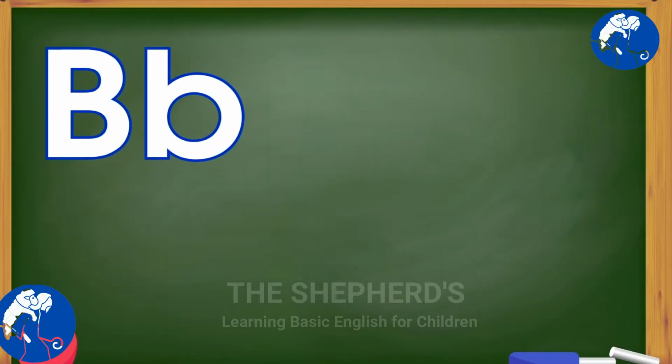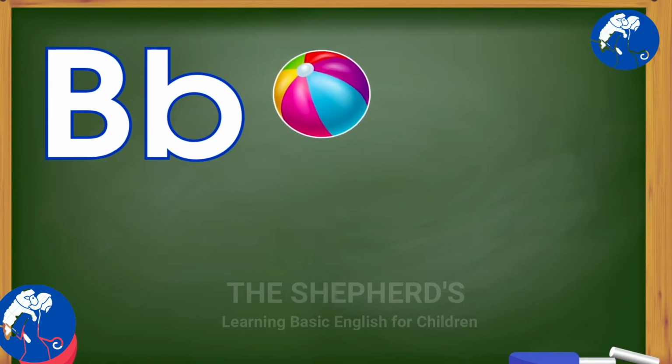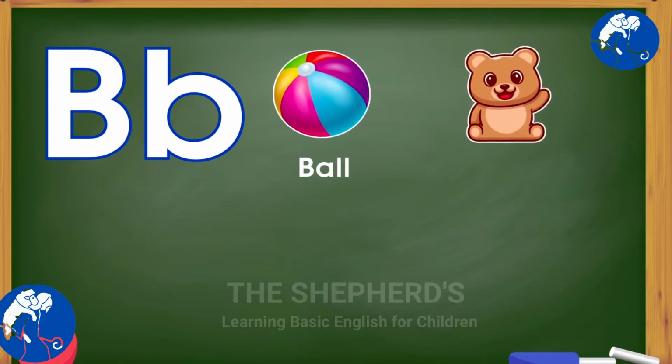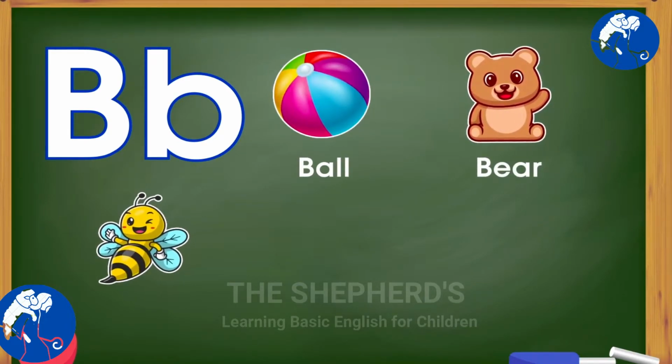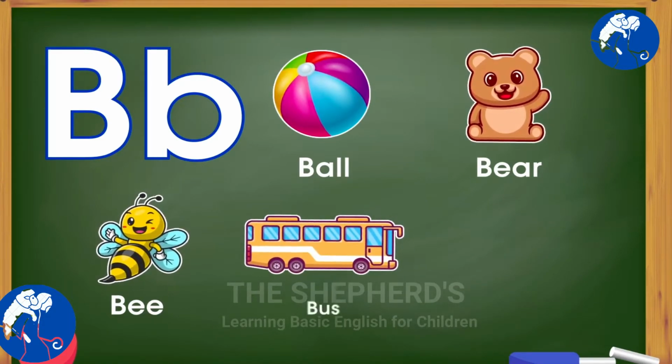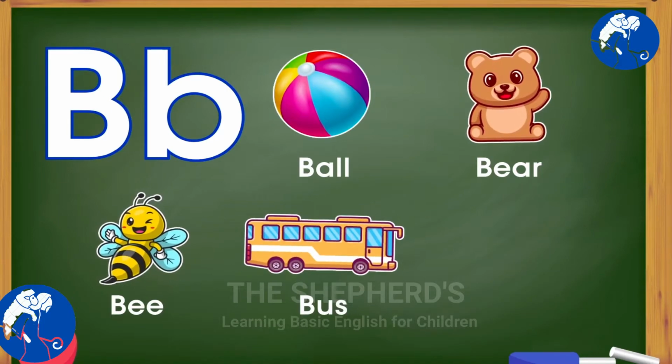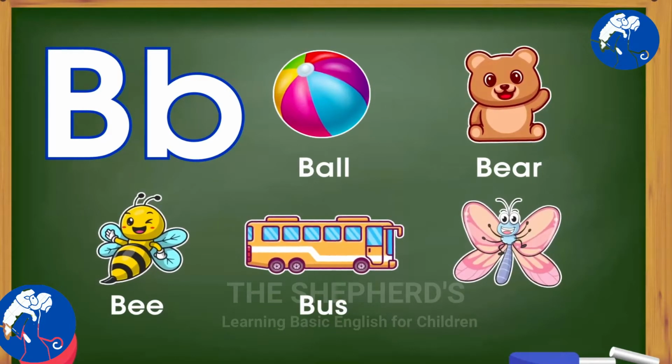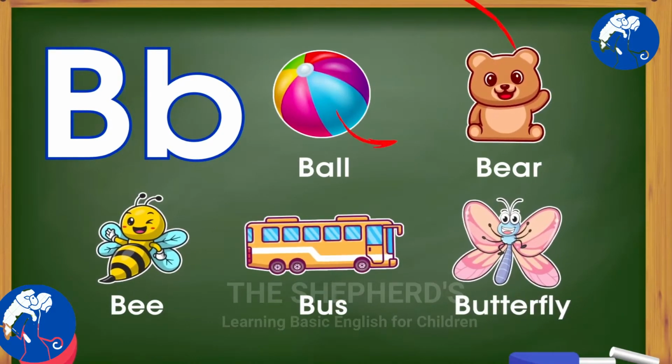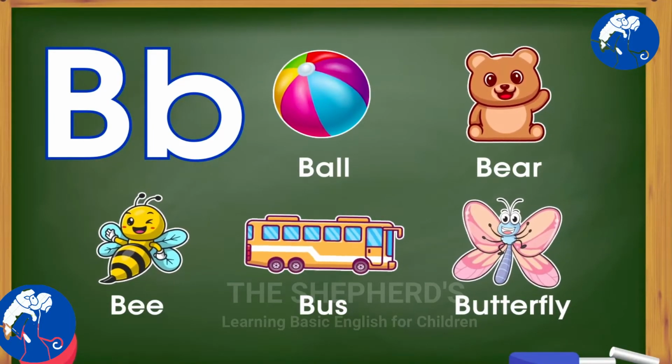B is for ball, bear, bus, butterfly. Okay, let's move on to the next letter.